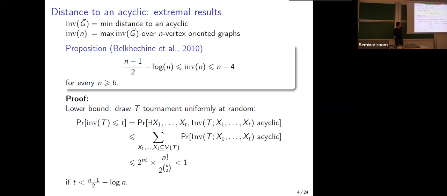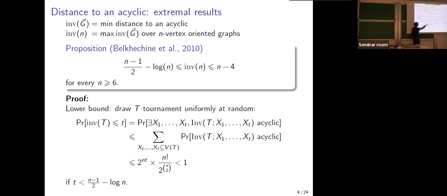So draw a tournament uniformly at random, and we upper bound the probability that it has inversion number at most t. We bound the probability that there exist t sets of vertices such that if you invert each of them, then you obtain an acyclic oriented graph. A tournament here is an orientation of a complete graph on n vertices, and I draw every edge uniformly at random. The orientation is chosen at random independently. So how to upper bound this probability? Well, you just do a union bound.